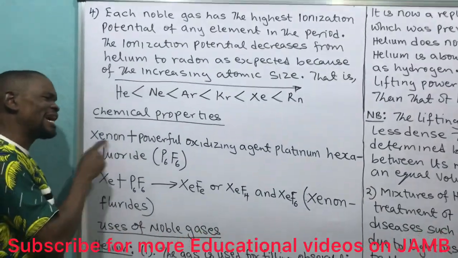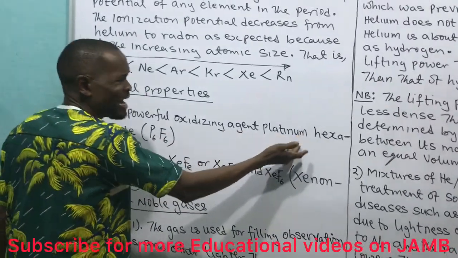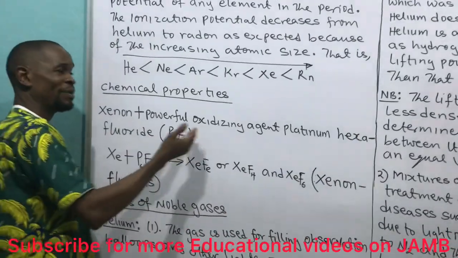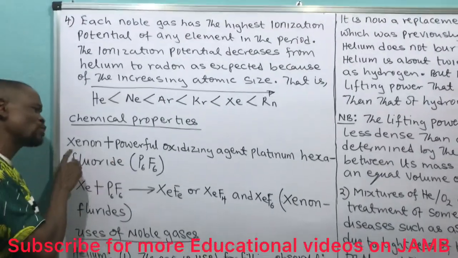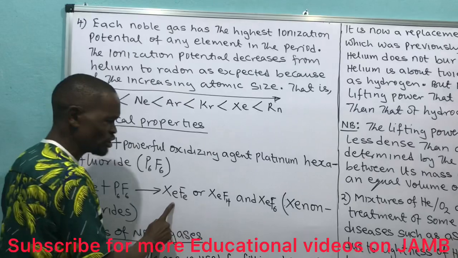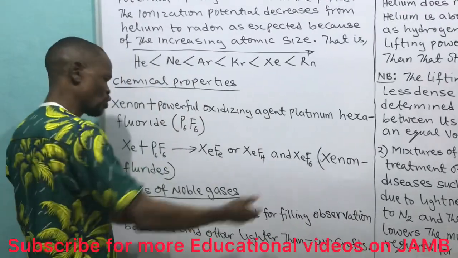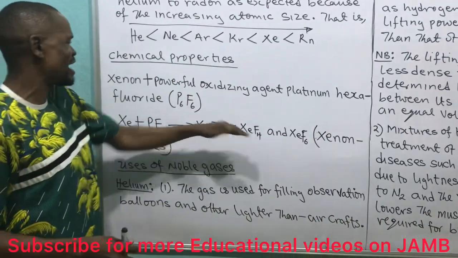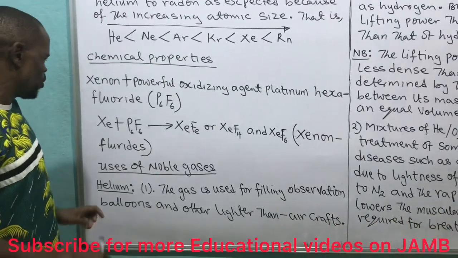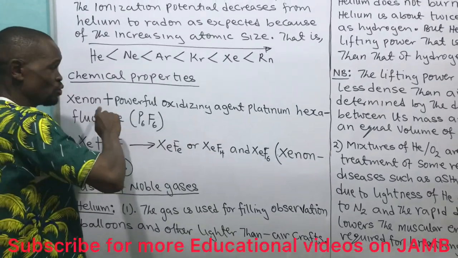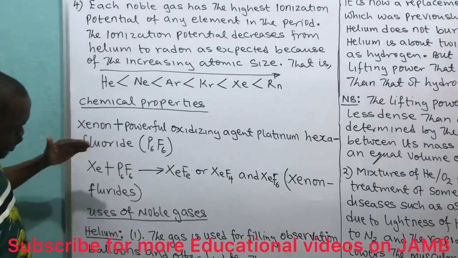Chemical properties. We said xenon reacts with powerful oxidation agents, which we call platinum hexafluoride. Platinum hexafluoride is a powerful oxidation agent. When you react it with xenon, you will give us xenon fluoride, and xenon. This one is going to be what we call xenon hexafluoroplatinate. That's the reaction that will go, and that's the only reaction that goes with noble gases. So the noble gas that undergoes this reaction to give us this chemical property is only xenon.